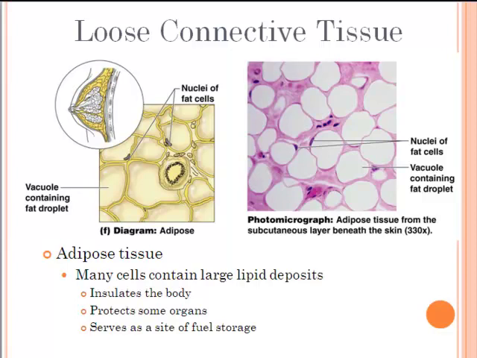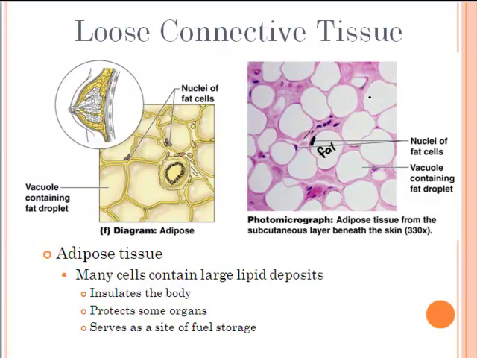Another type of loose connective tissue is adipose tissue, or fat. In this case, we have the nucleus of the cell here, and then most of the cell is made up of this fat droplet. So the nucleus is pushed to the side as it fills up with this lipid molecule. Notice there's space in between the cells that is secreted by the cells.